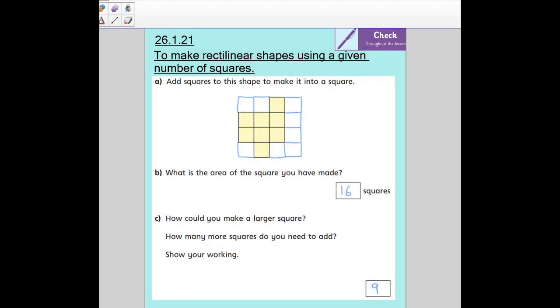How did you get on with this one? Add squares to this shape to make it into a square. Is that what you did? What is the area of the square you've made? It's 16 squares. And then if you make it a larger square, you could have it 5 by 5. If you did that, you would have to add 9 more squares. Well done.